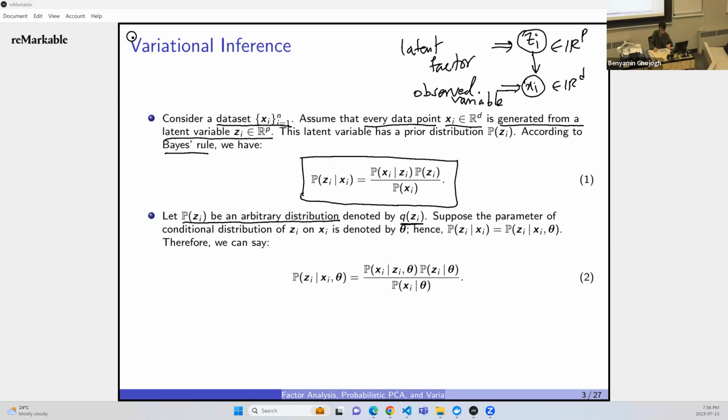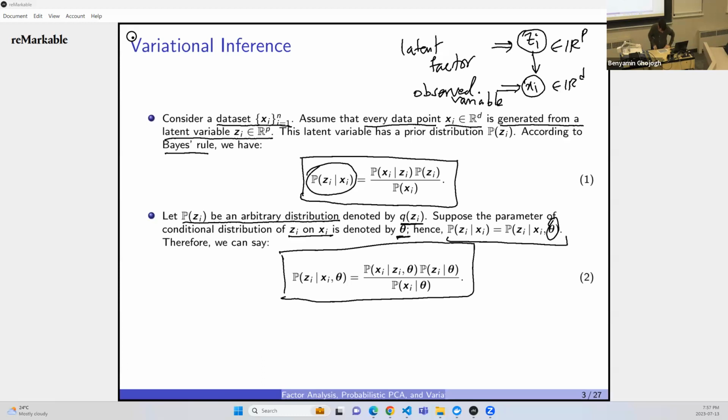Suppose the parameter of the conditional distribution of Zi on Xi be theta, because every distribution has some parameters, right? For example, a Gaussian distribution has mean and covariance. Hence, I can write it this way, adding theta as a variable. So now I change the Bayes rule to this: P of Zi given Xi and theta equals P of Xi given Zi and theta times P of Zi given theta over P of Xi given theta. I think it's obvious, right?